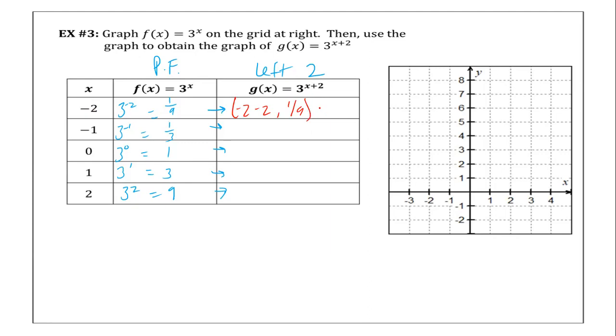Oh, sorry. That's what I need to keep teaching. Does that make sense? I'm moving the x's. We're doing it using the transformation.